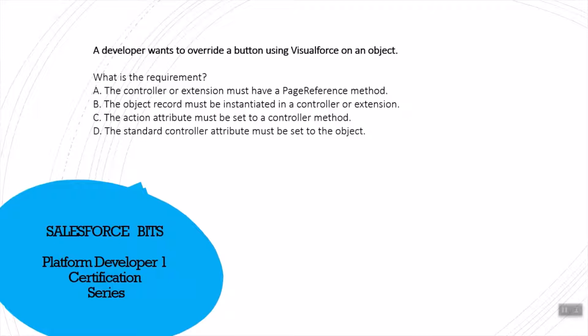A developer wants to override a button using Visualforce on an object, and what is the requirement? So if you have to override a button using Visualforce on an object, you have to first set the standard controller attribute on that object. That controller is nothing but again an Apex class. So if you want to override any button, you have to have a standard controller attribute. That markup needs to be present in that controller to override that button. So the correct answer is D.